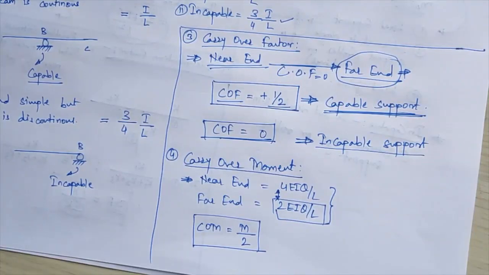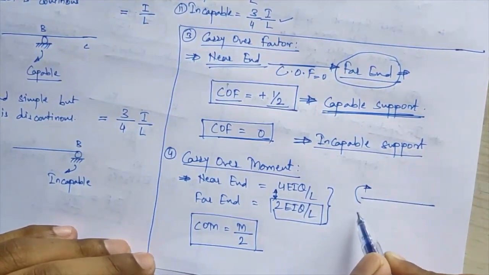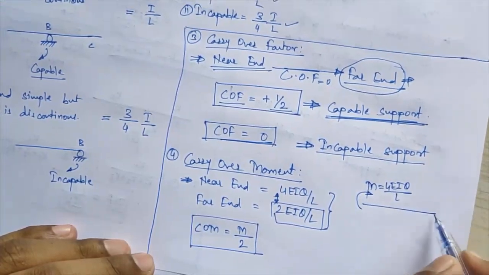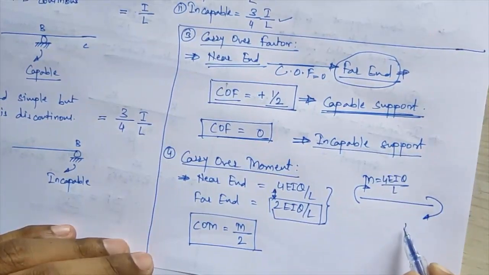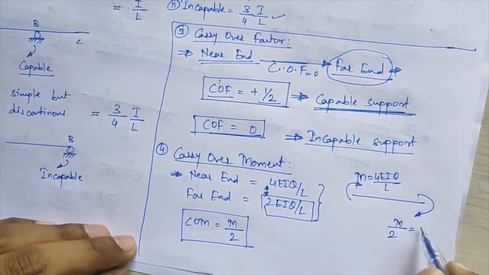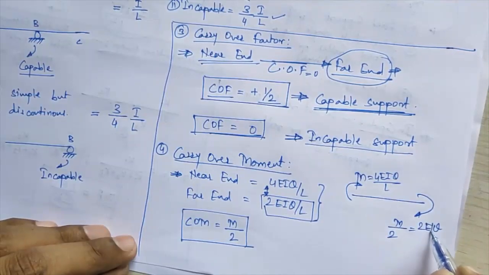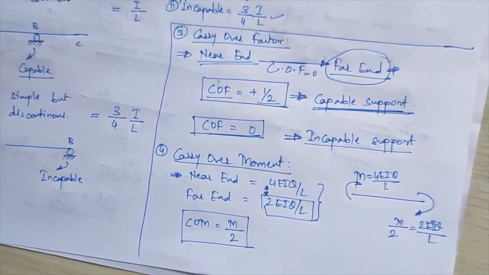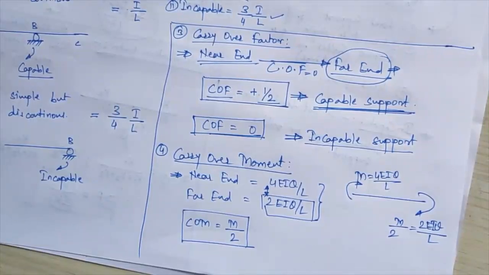So how can we define carryover moment? Carryover moment is the moment carried over to the far fixed end when moment M is applied at the near end. If the moment applied at the near end is 4EIθ/L, then the moment at the far end will be M/2, that is 2EIθ/L. The signs of both moments remain the same, either both clockwise or both anti-clockwise. So these four concepts you have to remember.